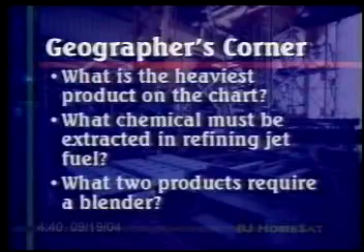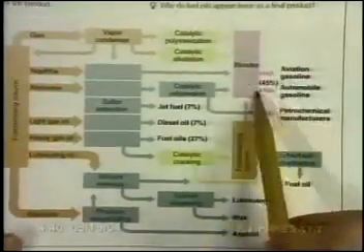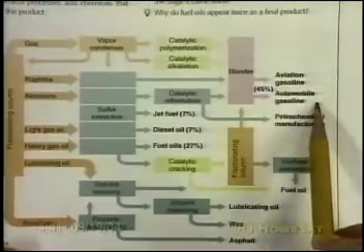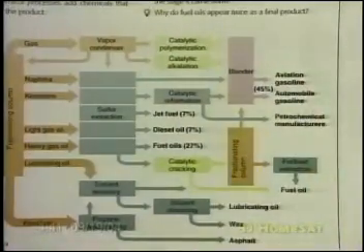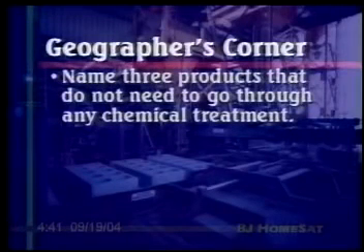What two products require a blender? Okay, the blender is shown there in purple. So here's your blender. Two arrows showing two products in bold, aviation gasoline and automobile gasoline. Name three products that do not need to go through any chemical treatment. There are more than three there, but see if you can find just three.